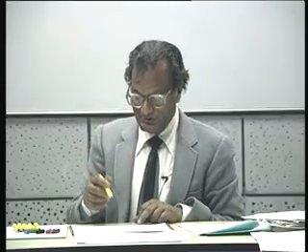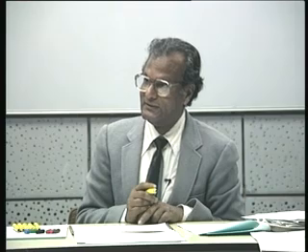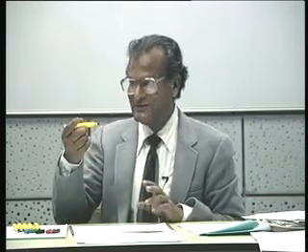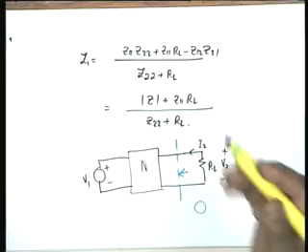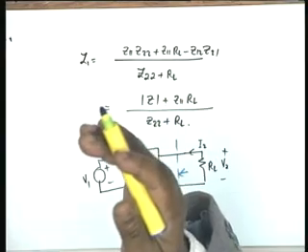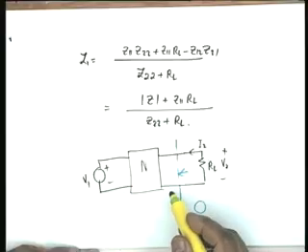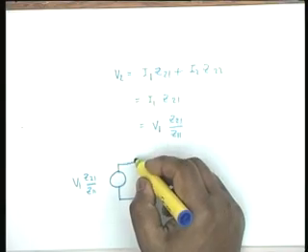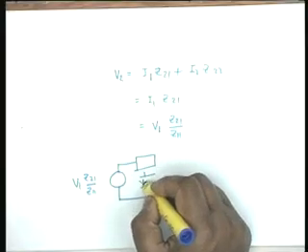1 by Z22 will be if this is kept open. Now I have shorted it. So I know the admittance: the definition of Y22 is the admittance looking back from port number 2 with port number 1 short circuited, and this is precisely what it is. 1 by Y22. This is the Thevenin impedance.